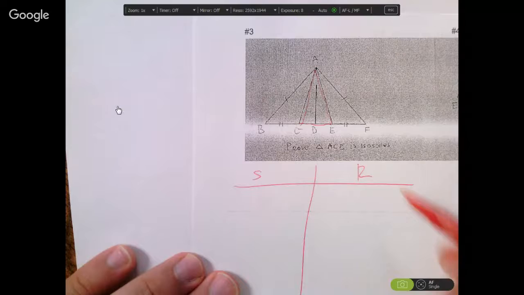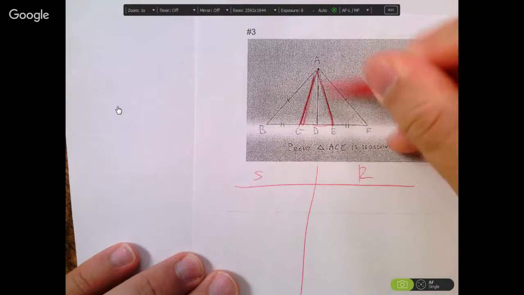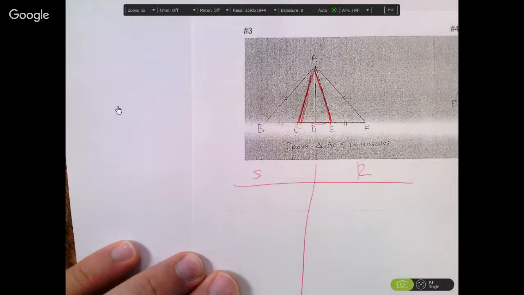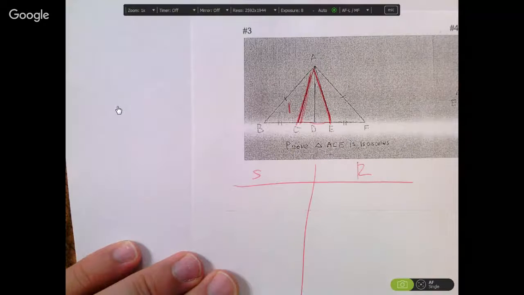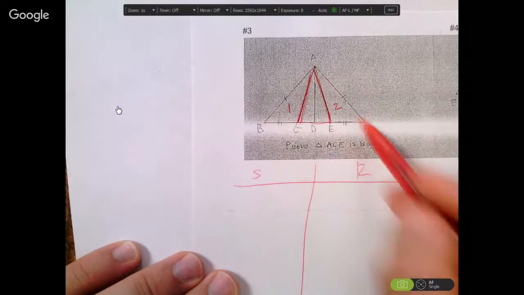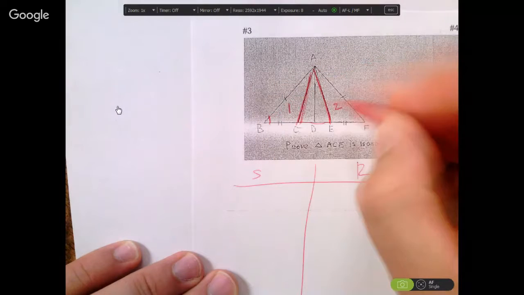So if I can show that this side is congruent to this side, then I have everything I need to prove that triangle ACE is isosceles, because that's the definition of isosceles. So I'm going to prove that this triangle is congruent to this one. And I always forget the rule that says if these two sides of this big triangle are the same, then I can say that these angles are the same.